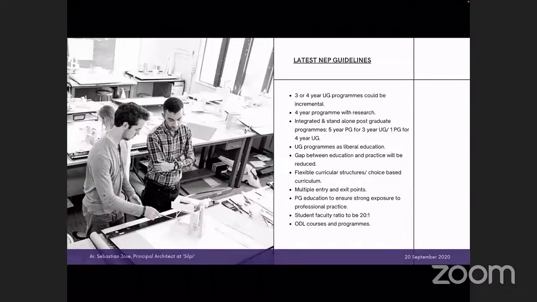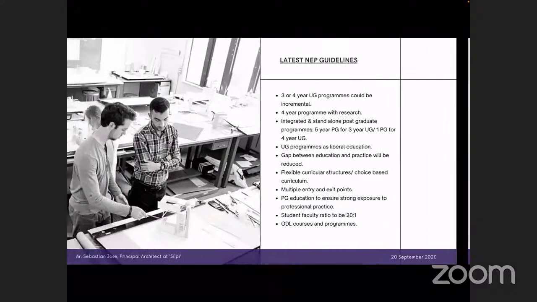So this NEP will be flexible in terms of your curriculum structures. It's a choice-based curriculum. You will have multiple entry and exit points to your course. So essentially, students studying architecture can move out after 3 or 4 years into similar streams, maybe into design or interior design or product design or other streams of design as well. So that will be a basic foundation course. But to start really practicing architecture, you will have to earn a license. You will probably have to study the whole 5 years.